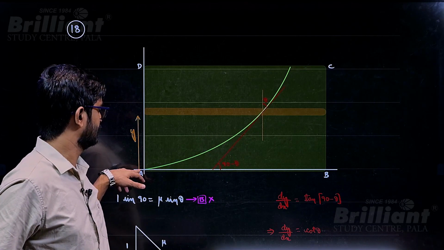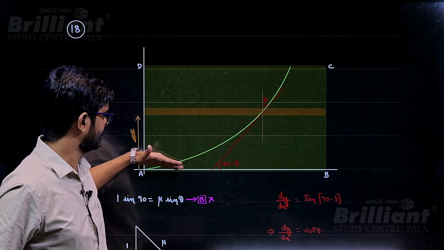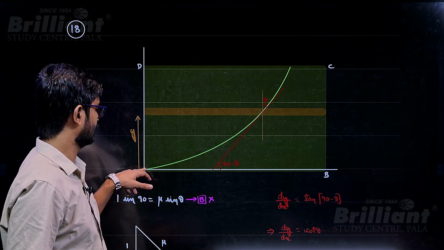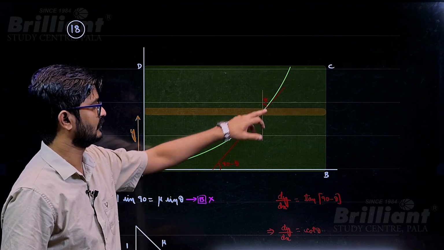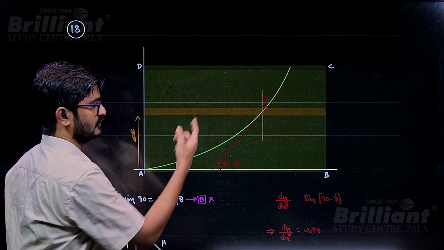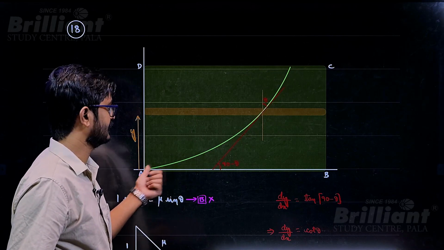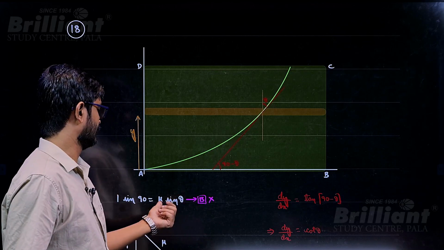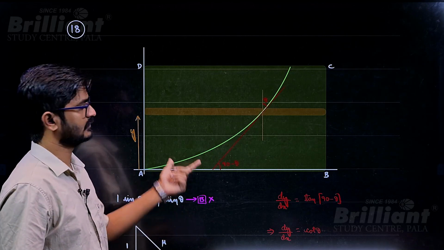So here mu is 1, angle is almost 90 degrees, right? So 1 sin 90. So we are applying Snell's law between this point and this point, because we know if there are many slabs, then you can use mu sin theta is constant. So 1 sin 90 equals mu sin theta.